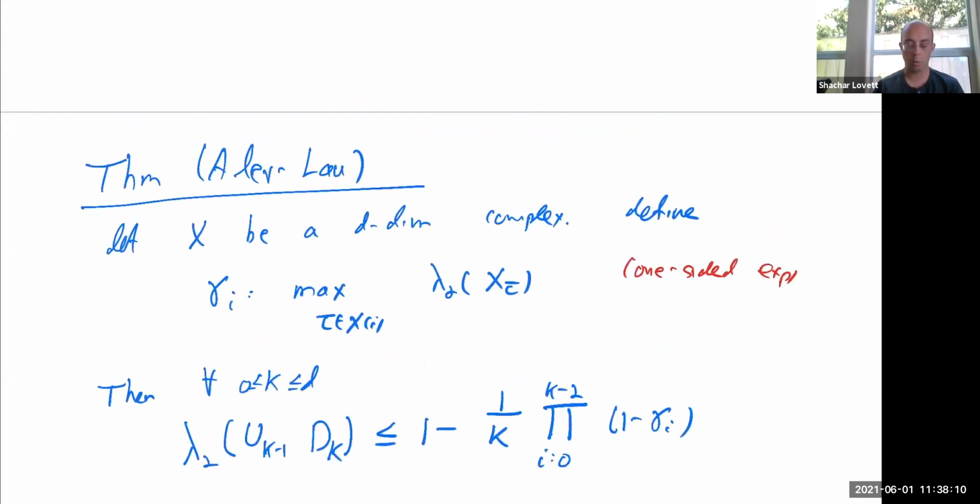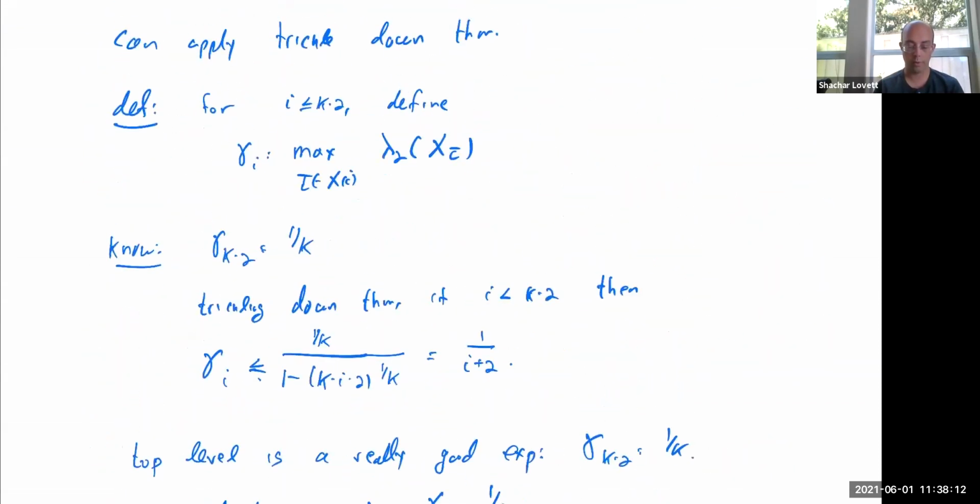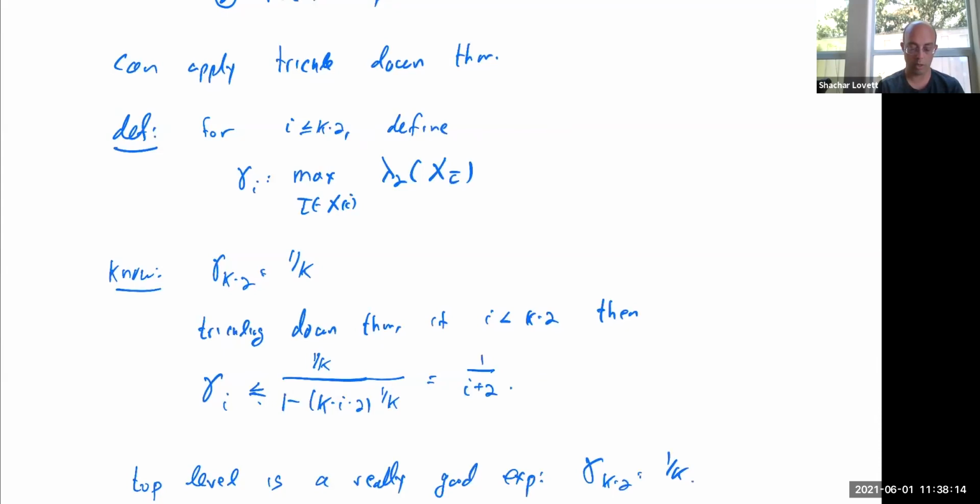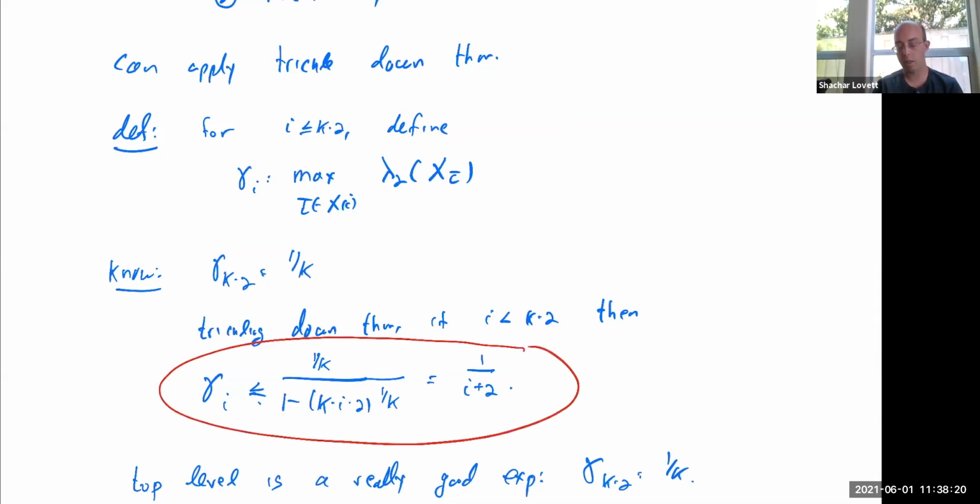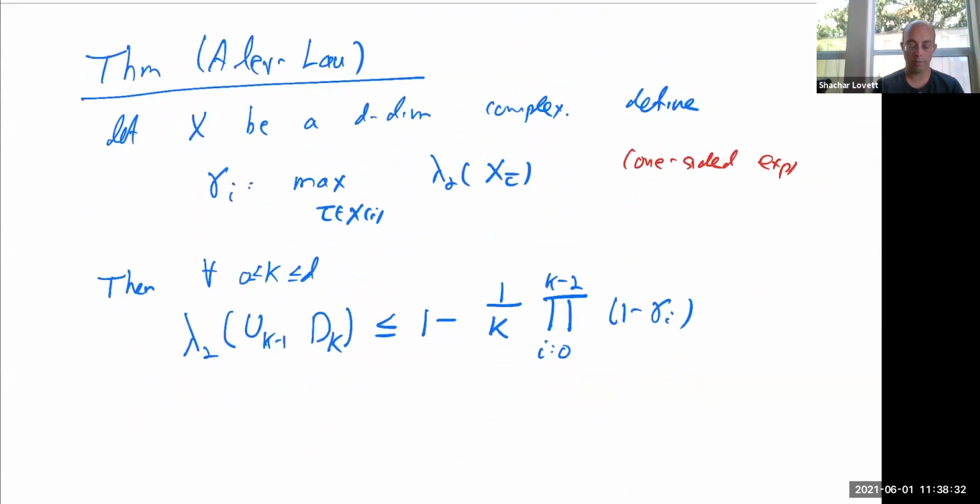So let's go back to what we saw before. We got these two bounds, right? And basically this summarizes the bounds. So gamma I decays like roughly 1 over I. The top levels are really nice, but as we get closer to 0, it decays and becomes big. Now let's plug it back here.